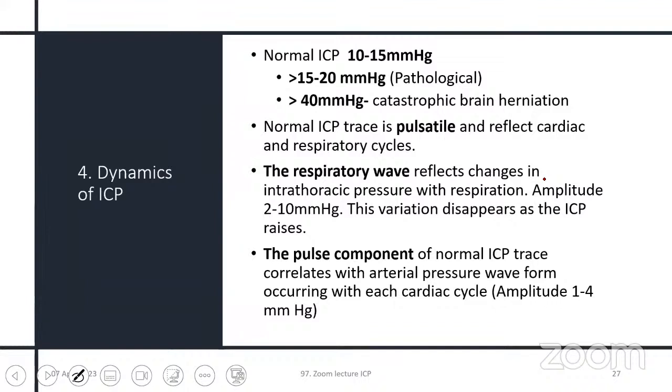Normal ICP trace is pulsatile, and it reflects both cardiac and respiratory cycles. The respiratory wave reflects changes in intrathoracic pressure with respiration. The amplitude of this wave, which I'm going to show you, is 2 to 10 millimeters of mercury. This variation disappears as the ICP rises. The pulse component of the normal ICP trace correlates with the arterial pressure waveform occurring with each cardiac cycle. The amplitude is 1 to 4 millimeters of mercury. So the cardiac cycle has an effect on the arterial walls of the arteries present inside the brain parenchyma.